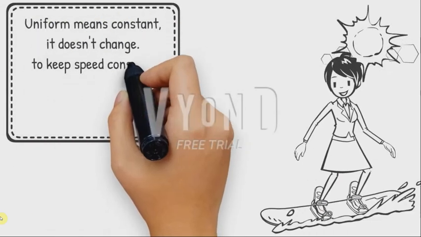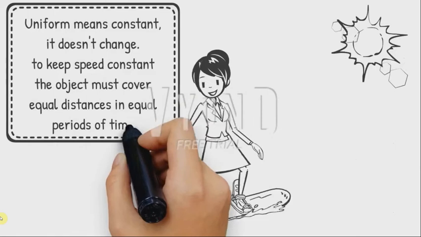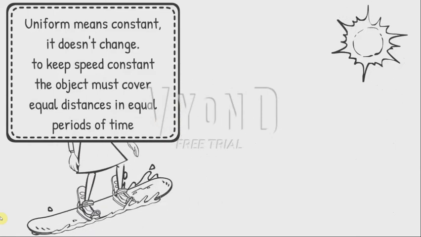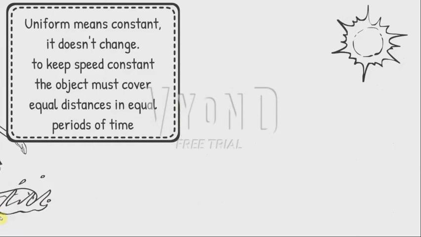The word uniform means constant, the speed is constant, the speed doesn't change. And to keep the speed constant, the moving object must cover equal distances in equal periods of time.